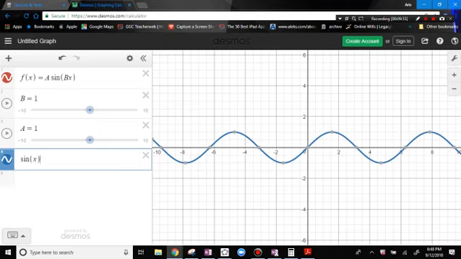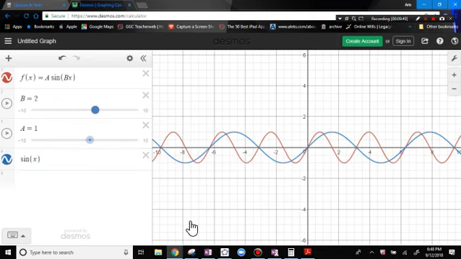And now I'm going to change the b to something else. I'm going to change the b to 2. And you explain to me what in the world happened. There it is. So what happened? It shrinks it horizontally, right?